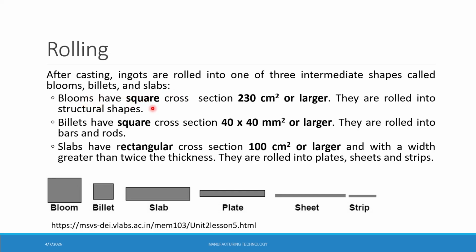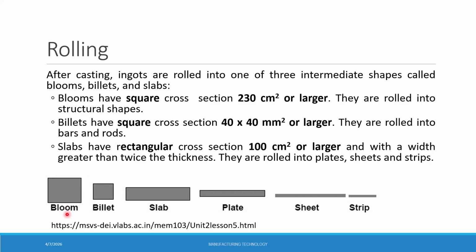Now what are blooms? Blooms are components which have square cross sections of 230 centimeters square or larger, and these are rolled into structural shapes. The smaller ones are called billets. These are square cross sections of 40 by 40 mm or larger, and these are rolled into bars and rods. So blooms are usually converted into structural shapes, and billets are converted into bars and rods.